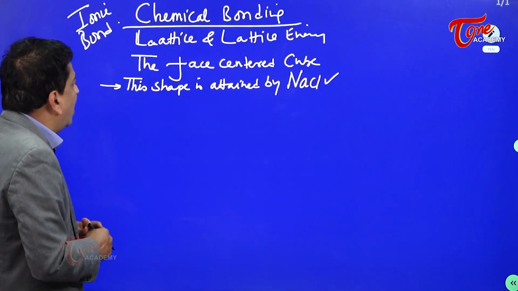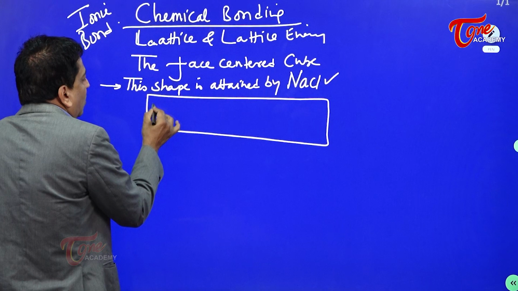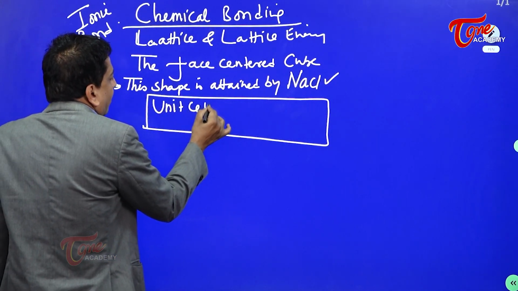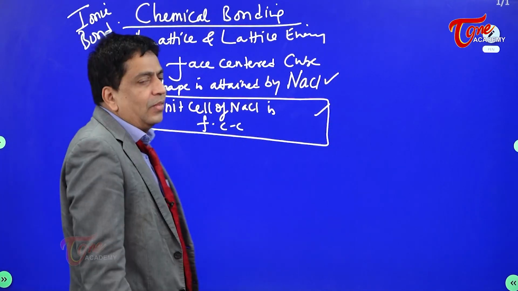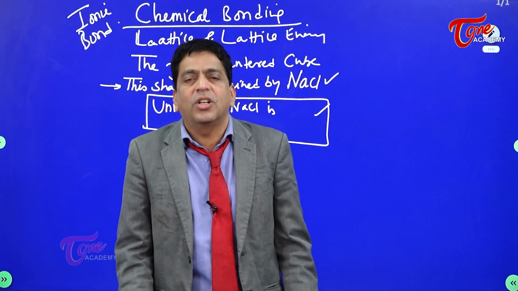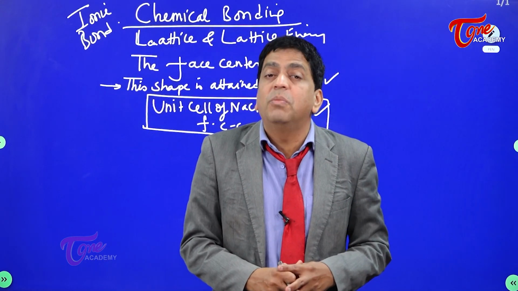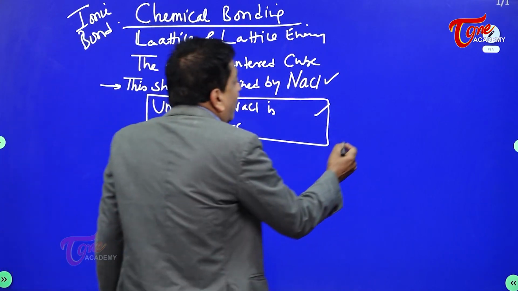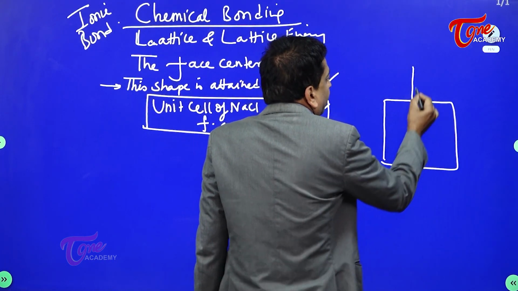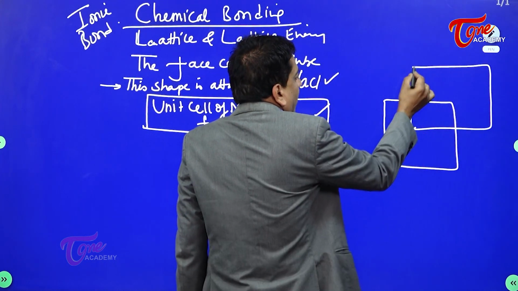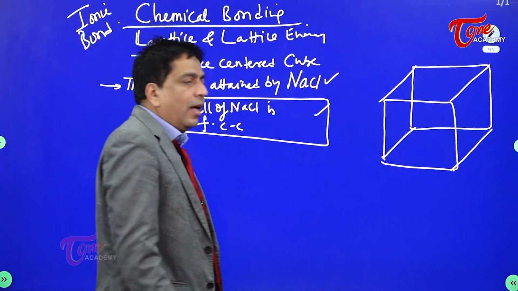The face-centered cube, this shape is attained by NaCl. So I can simply say the unit cell of NaCl is FCC. You must understand, the unit cell, which is the simplest sample of the NaCl crystal, is basically a face-centered cube. And if I can draw how a face-centered cube looks, this is how it looks. Please understand, this is the face-centered cube. Roughly I'm drawing because it's a two-dimensional board, but I think you can get a 3D picture. Look into this. This is how the face-centered cube looks, that is how the cube is looking.